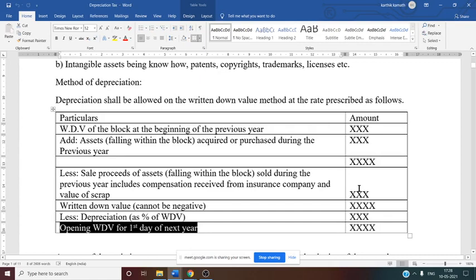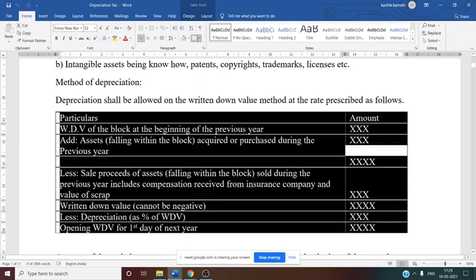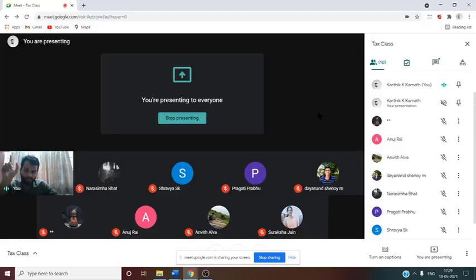So this is how we are going to solve the problem. This is the format of the problem. I hope you have understood this format. Very simple format. First you have to identify the written down value of the previous year, then add purchases, deduct sales, and you will get the written down value before depreciation. From that you have to deduct depreciation, and you will get the written down value after depreciation.